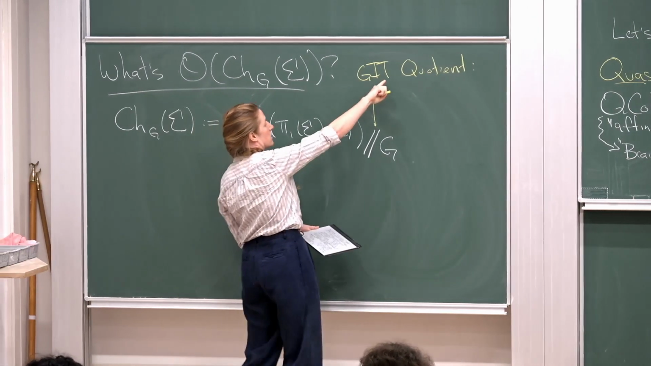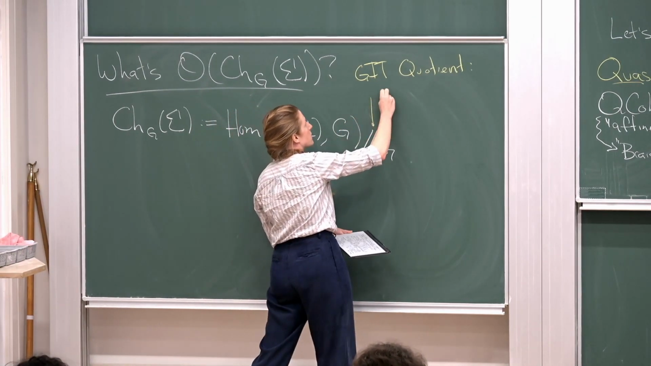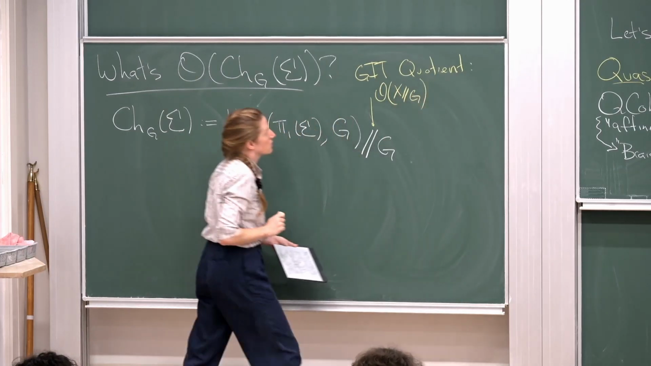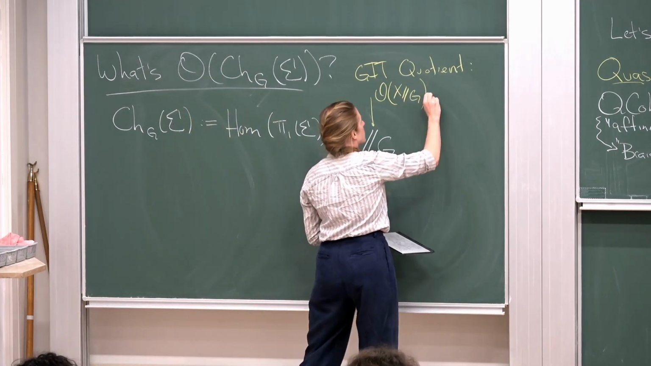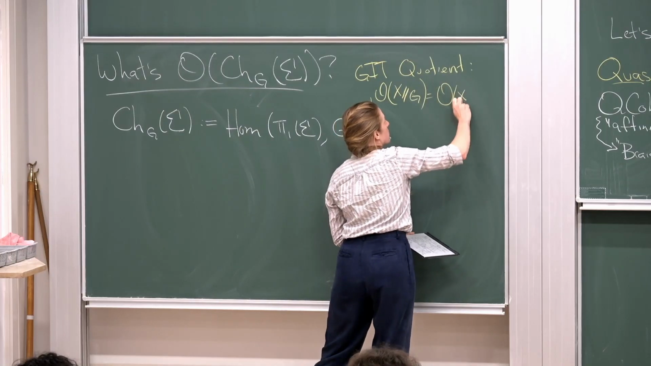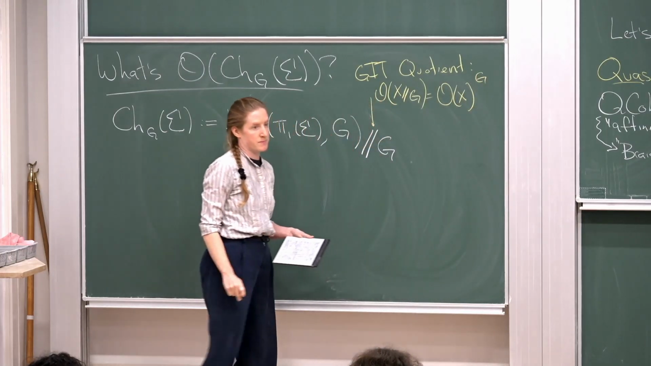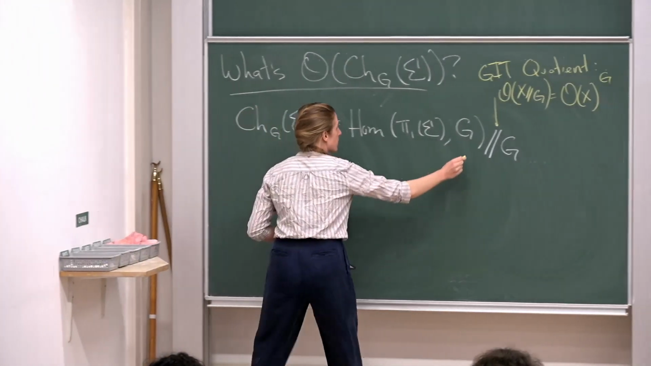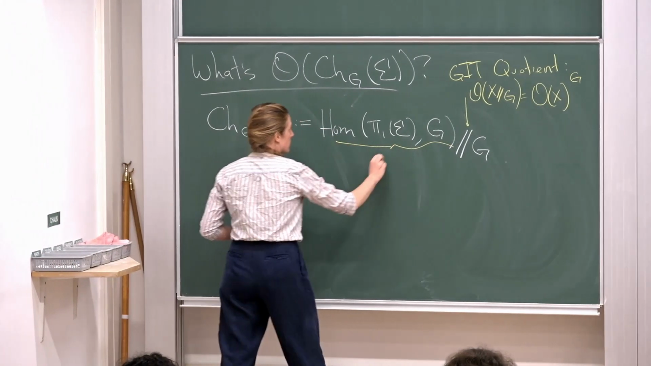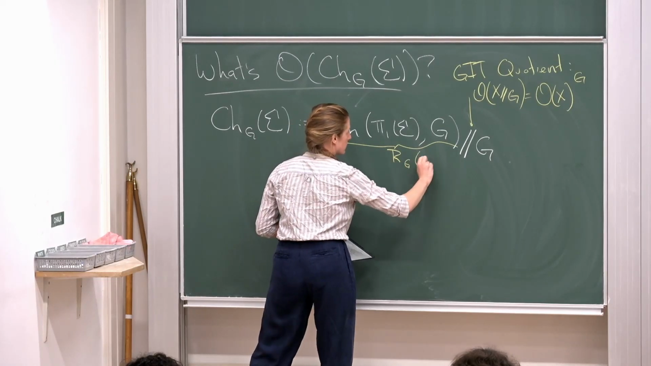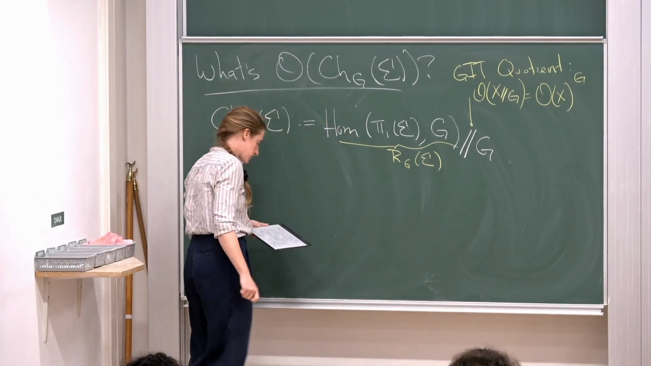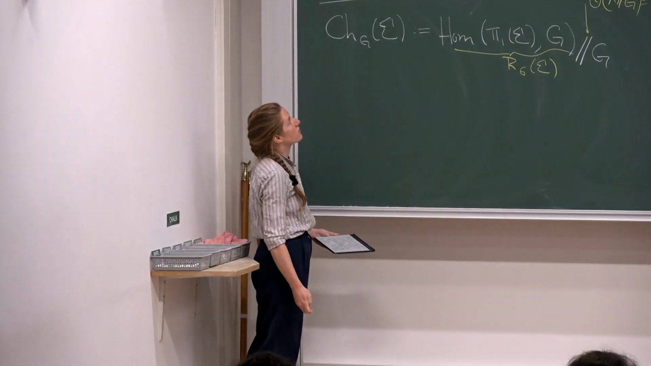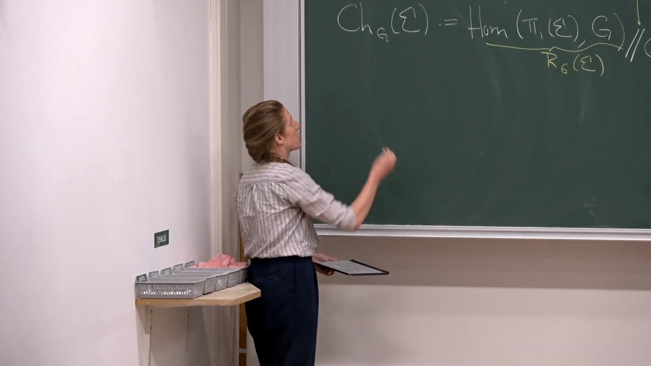Geometric, yeah. And the important part to know is that if I'm looking at functions on the GID quotient, this is going to be functions which are invariant under that action. So that's what we'll deal with. And here, this part, let me give it a name. This I'll call RG of sigma, the representation variety of sigma. Okay, so what I want to do is construct functions on this.